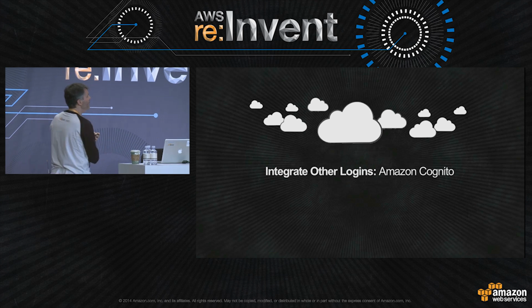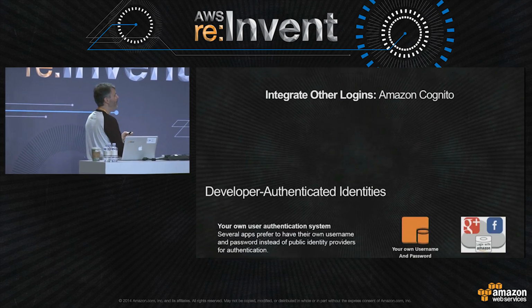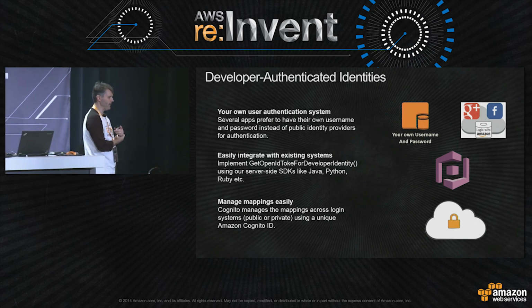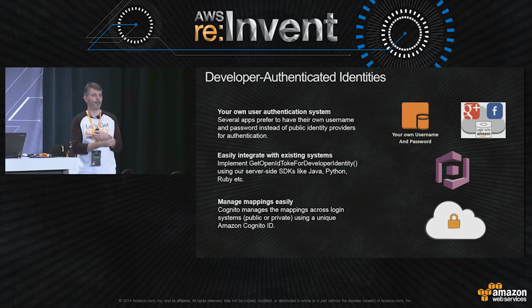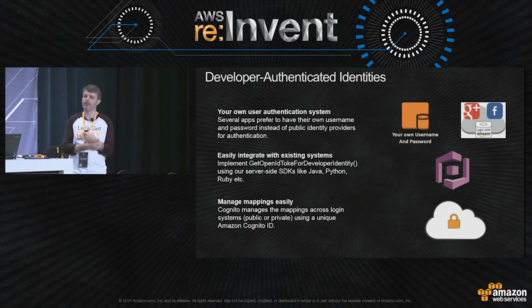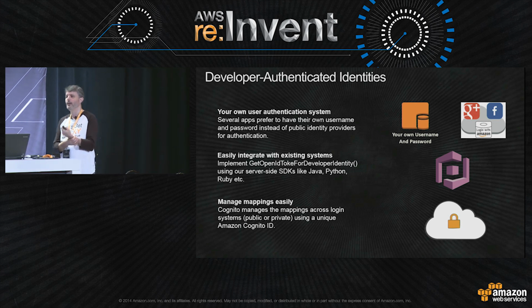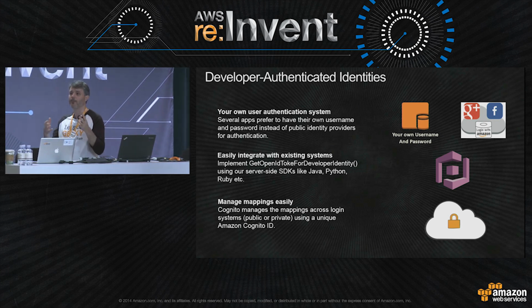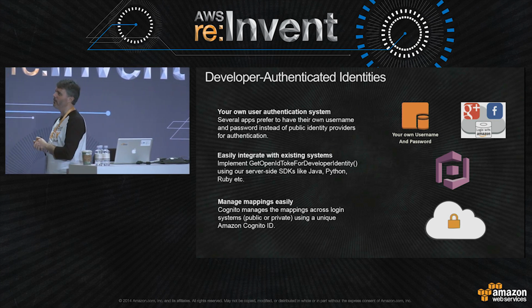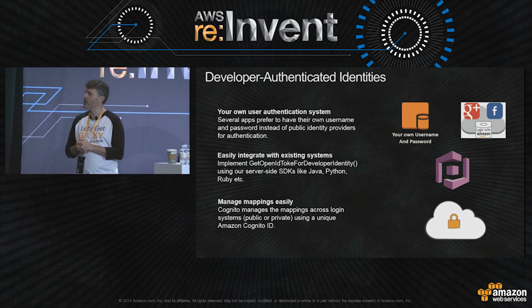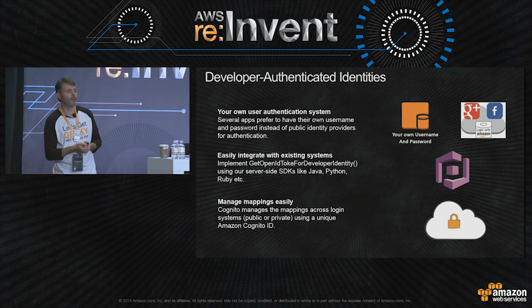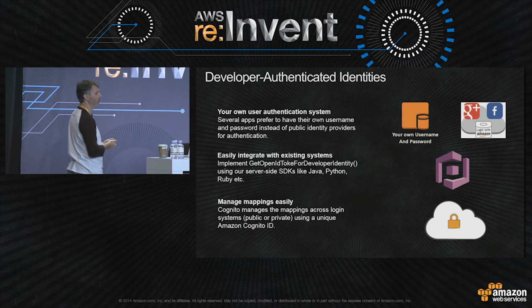Let's go back to Cognito and an advanced scenario for Cognito identification. Bob told you about Cognito ID and how you can use Cognito ID to authenticate your user and to assign permission to your user, authenticated user or unauthenticated user. And we showed you the example of login with Amazon. We also support login with Facebook and login with Google.